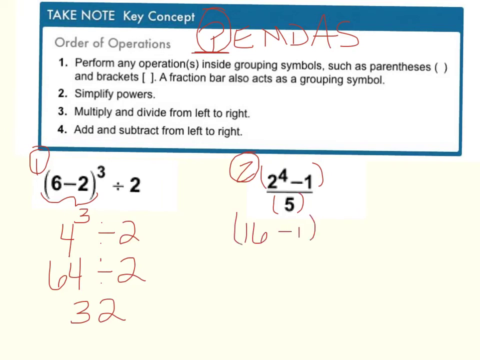Okay, and that's still grouped. We're going to divide that by 5. Okay. Now 16 minus 1 is 15 divided by 5, which is 3. Okay. So grouping symbols, exponents, multiplication, and division, whichever one comes first from left to right, and then adding and subtracting, whichever one comes first left to right.